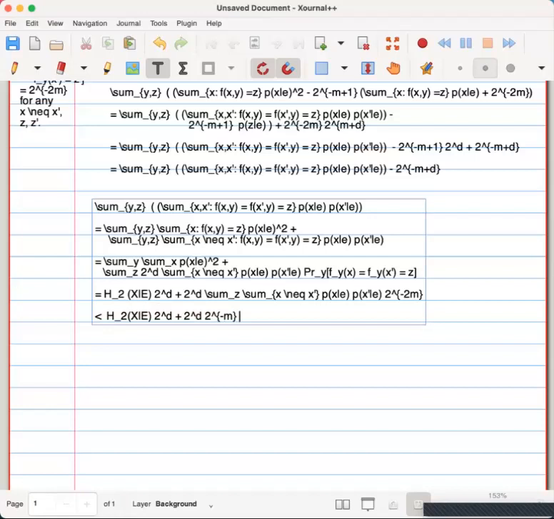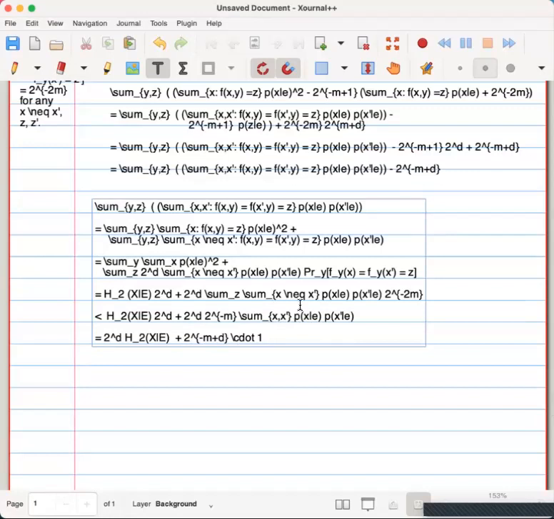This is a sum over x not equal to x prime, but I'm going to throw up my hands and sum over every pair. So sum over x prime, p x given e, p x prime given e. So what is this? This is 2 to the power d h2 of x given e. And so this is 2 to the power minus m plus d. This quantity is nothing but the summation over all x of the probability of x given e, whole square, which we know is 1.